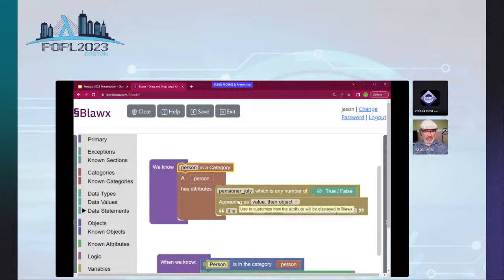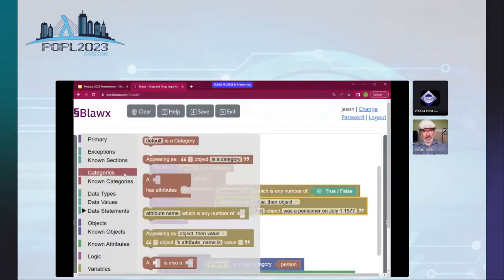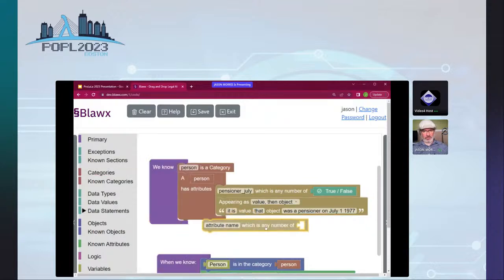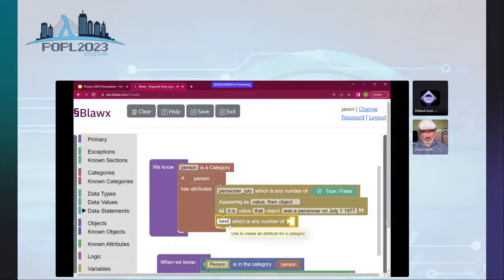So there is a category called person, and a person has attributes, pensioner July, which is a true or false attribute. And it appears as: it is true or false that the person was a pensioner on July 1st, 1977. So you define categories and then attributes, and then you give those attributes a natural language representation. So if we wanted to say that a person had an attribute called best friend, we would just drag this in here and say best friend, and best friend is a person.